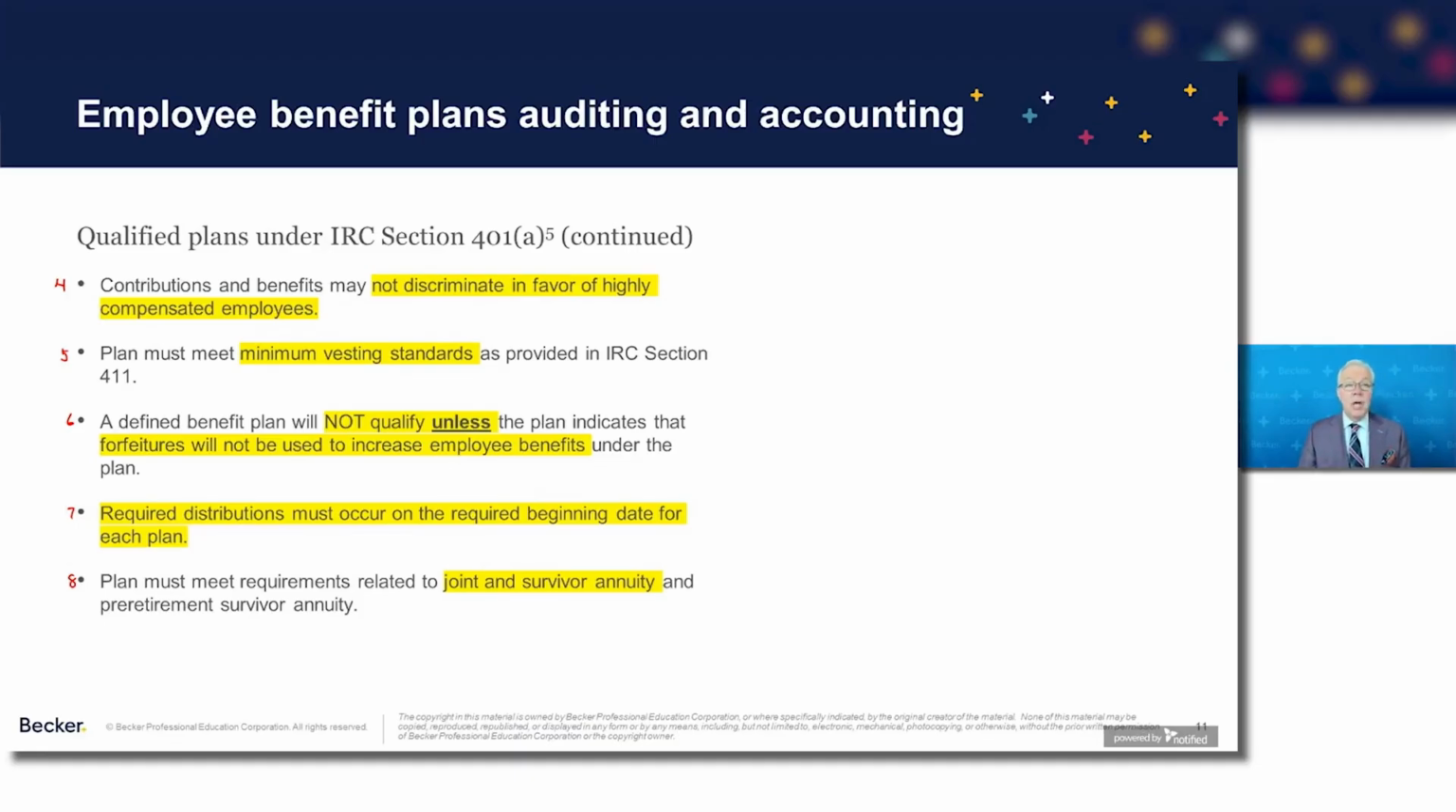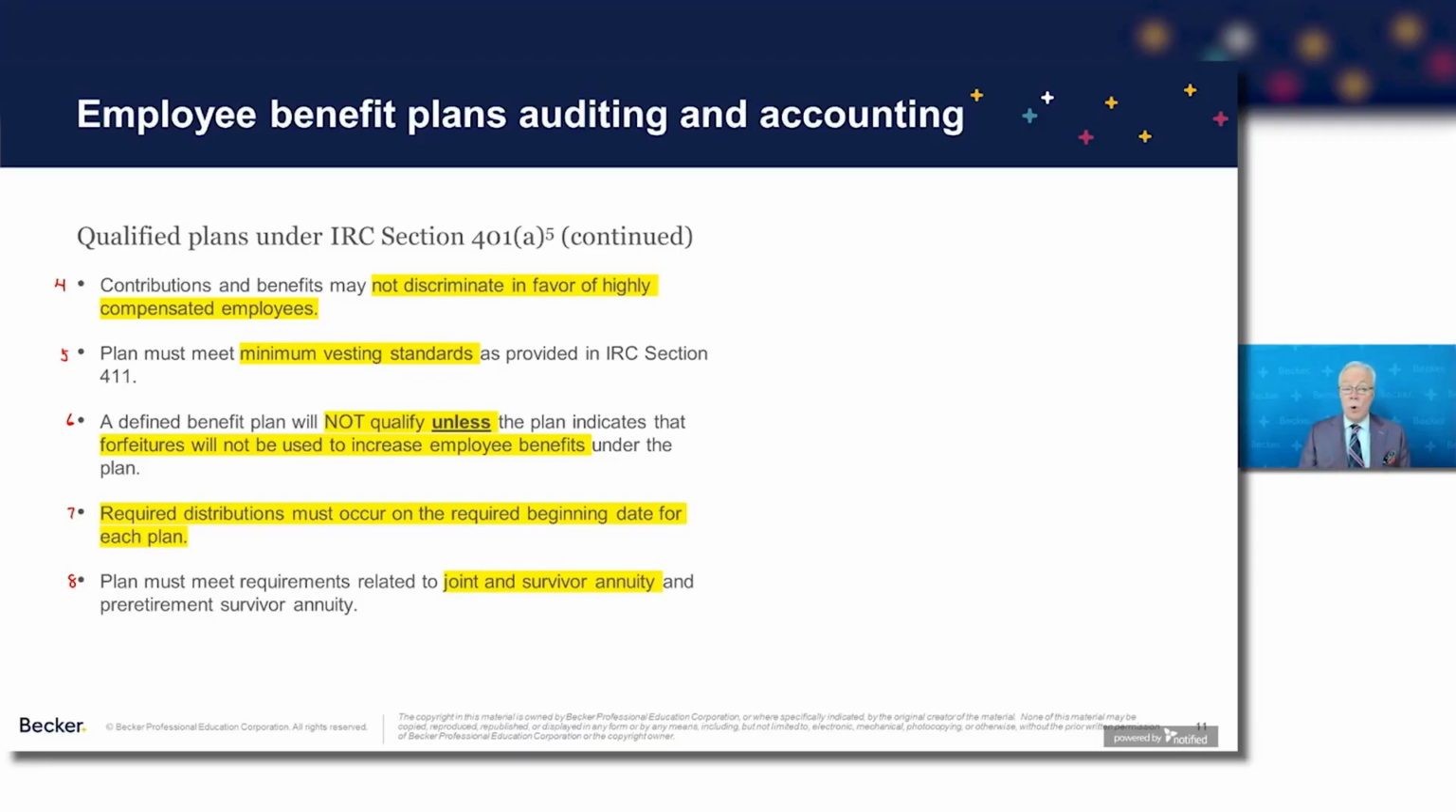Notice number 6, a defined benefit plan. And we're going to discuss what the distinction is between a defined benefit and a defined contribution in just a little bit. But a defined benefit plan will not qualify unless the plan indicates that forfeitures will not be used to increase employee benefits under the plan.